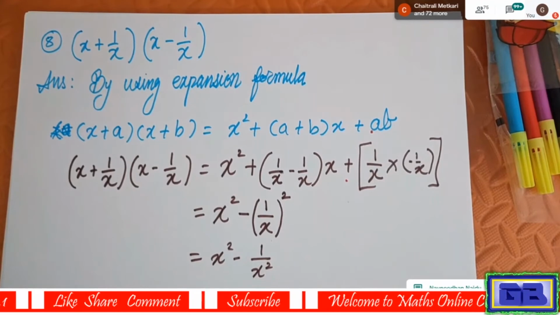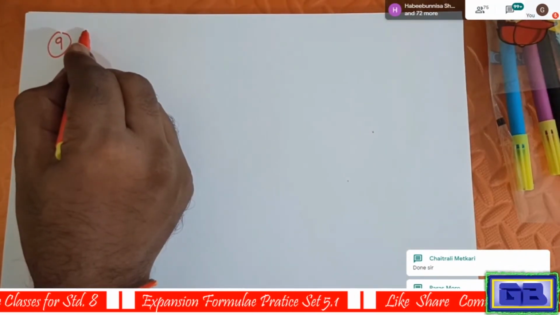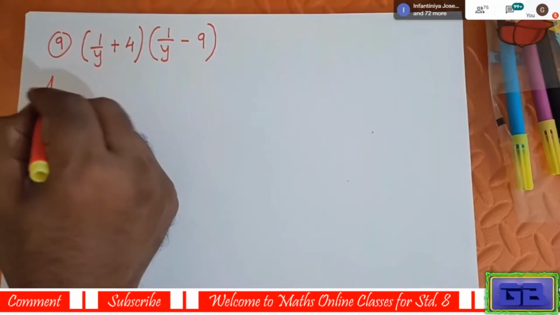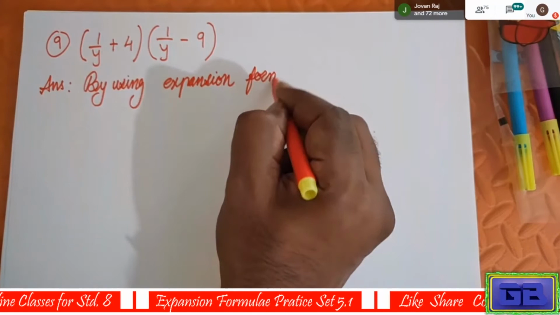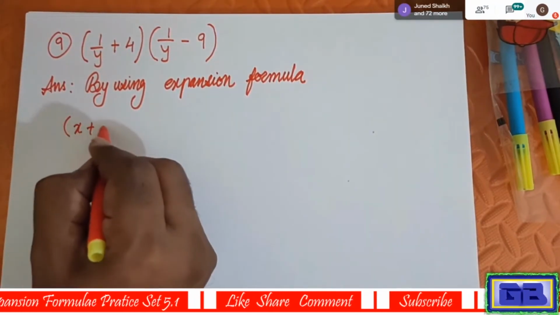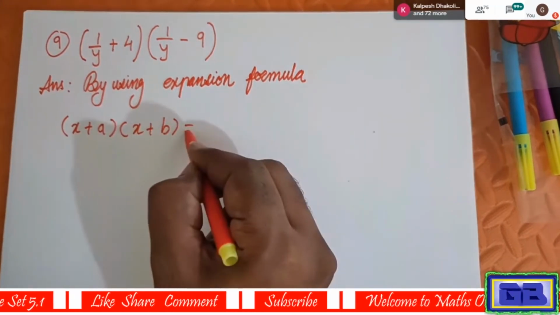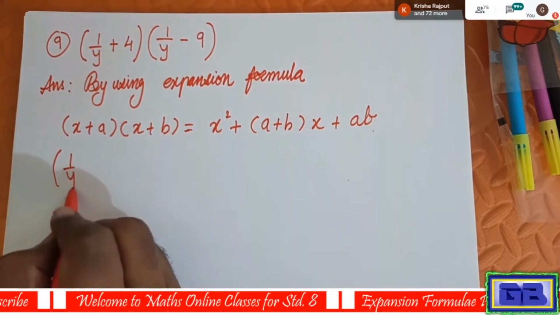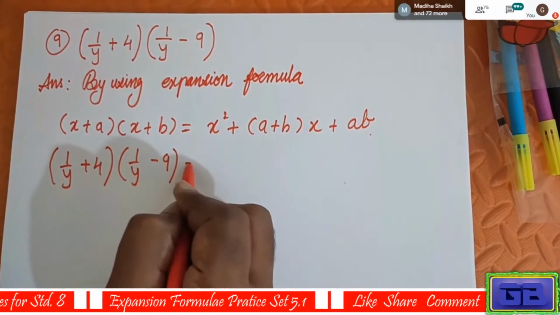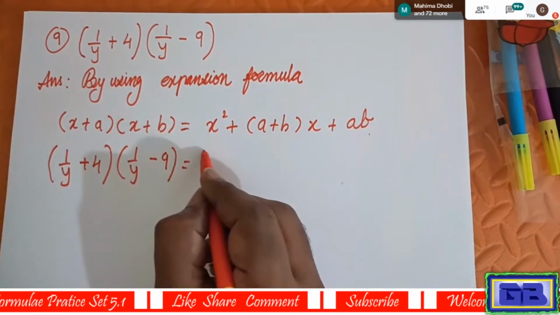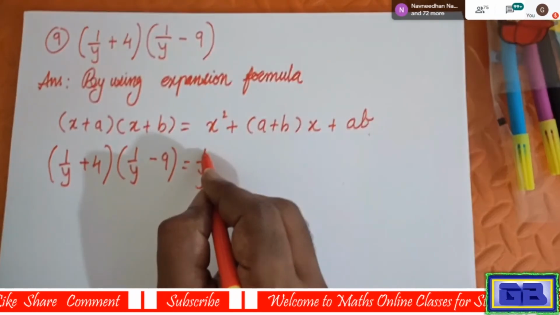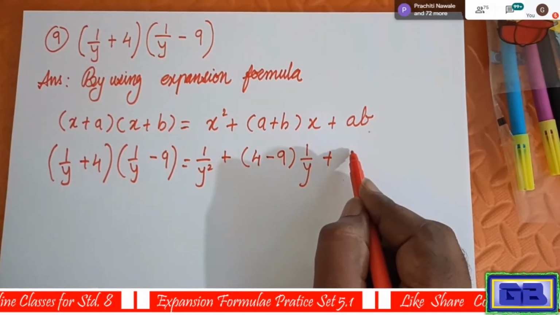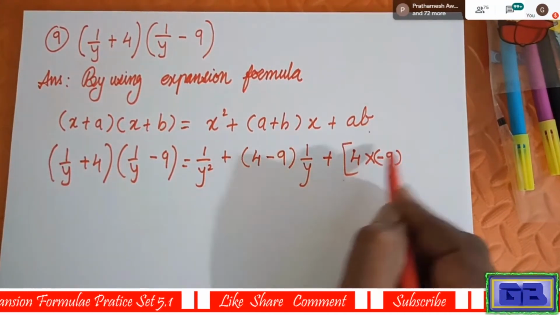This was the 8th sum. 9th sum: (1/y plus 4)(1/y minus 9), by using the expansion formula. (x plus a)(x plus b) equals x square plus (a plus b)x plus ab. 1 upon y plus 4, 1 upon y minus 9. x square means 1 upon y square, because the square is for both. Square of 1 is 1, plus 4 minus 9 into 1 by y, plus 4 into minus 9.